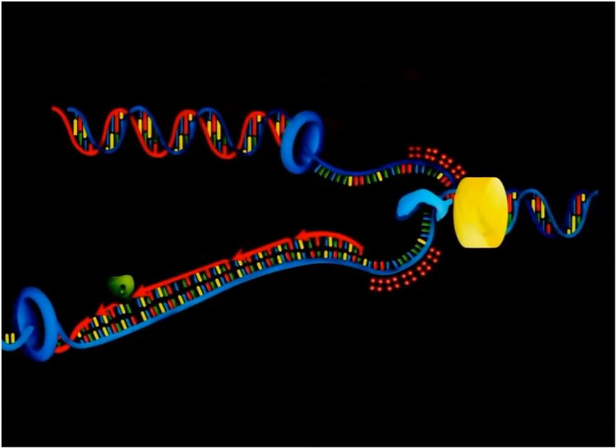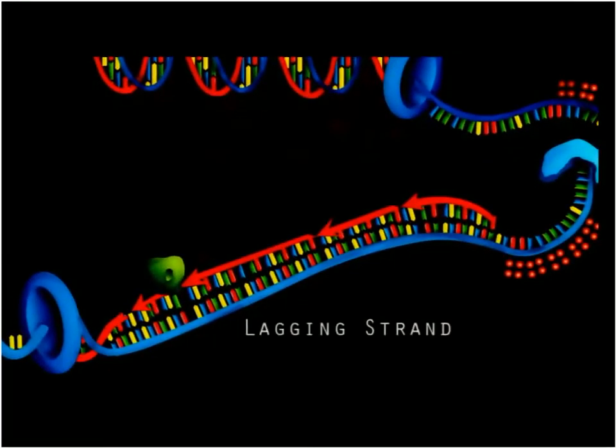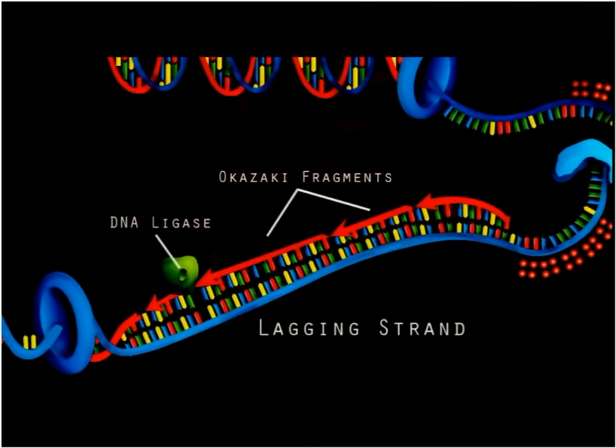Because polymerase must wait for the replication fork to open, this strand is called the lagging strand and results in discontinuous fragments called Okazaki fragments, named after the scientist who discovered them. Last but not least, an enzyme called ligase comes along and seals the nicks between the Okazaki fragments to ensure there are no gaps in the phosphodiester backbone.